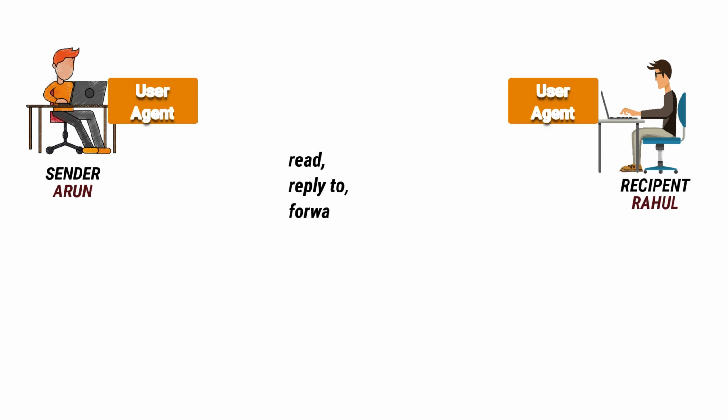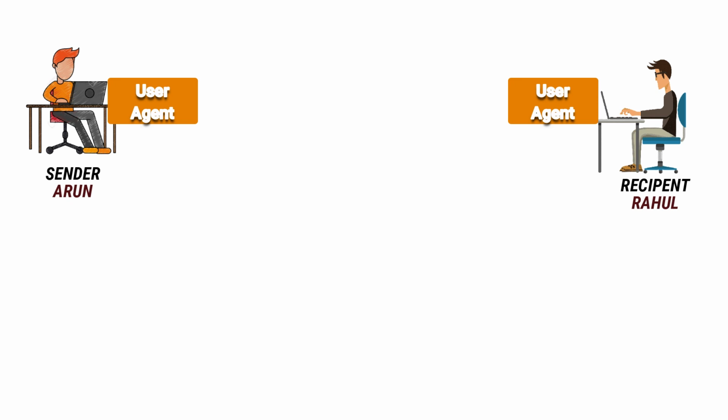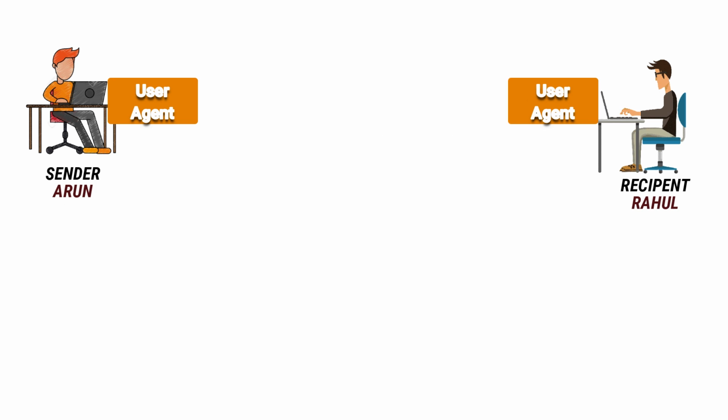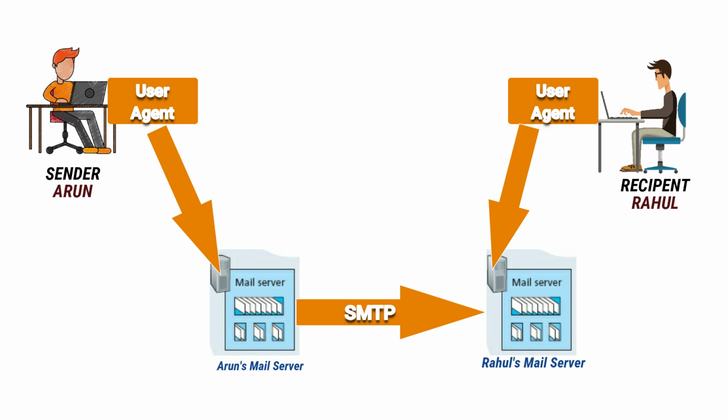User agents allow users to read, reply, forward, save, and compose messages. Microsoft Outlook and Apple Mail are examples of user agents for email. When Arun is finished composing his mail, his user agent sends the message to his mail server, where the message is placed in the mail server's outgoing message queue. When Rahul wants to read a message, his user agent retrieves the message from his mailbox in his mail server.